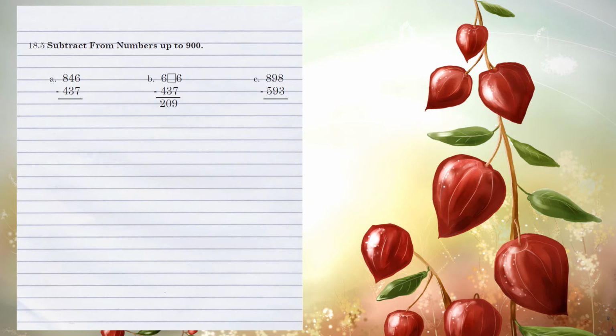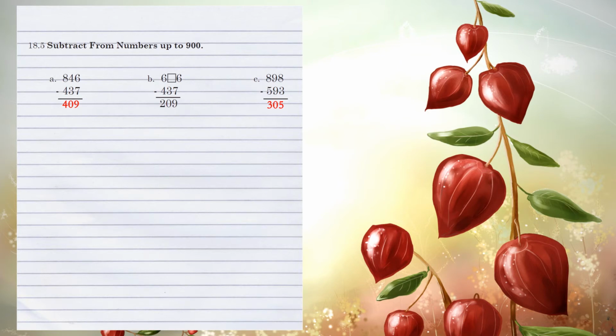In the tens column, 3 minus 3 is 0. And in the 100s column, 8 minus 4 is 4, for an answer of 409. Let's look at example B. We have a missing number that we want to fill in.